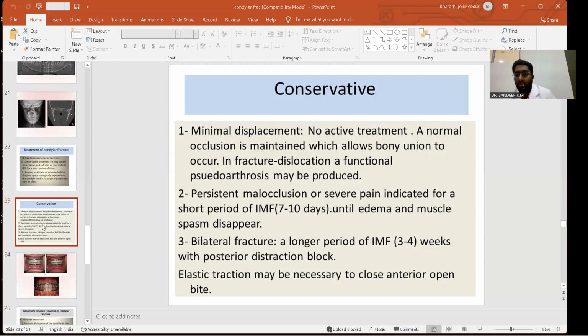And if it's a bilateral condylar fracture, we'll put IMF for a period of 3 to 4 weeks with a posterior distraction block. If there's a bilateral condylar fracture, there will be shortening of the mandible length. So to maintain the vertical dimension and keep the mandible in the normal position, we'll keep a distraction block in the form of impression compound, and elastic traction will be necessary to guide the teeth into the normal occlusion.